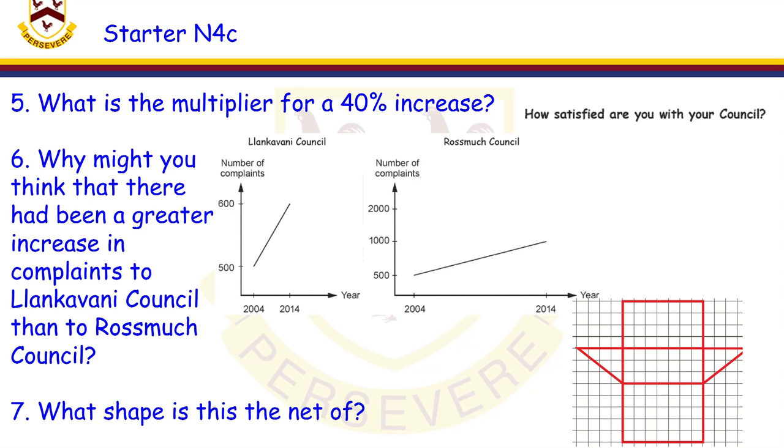Question number 5. What's the multiplier for a 40% increase? So we're starting at 100 and we're increasing it. So we're going larger by 40%. So that gives us 140% altogether. As a decimal, that's going to be 1.4. So that's your multiplier.